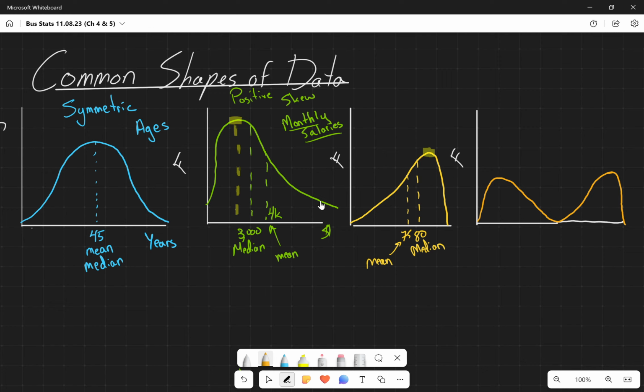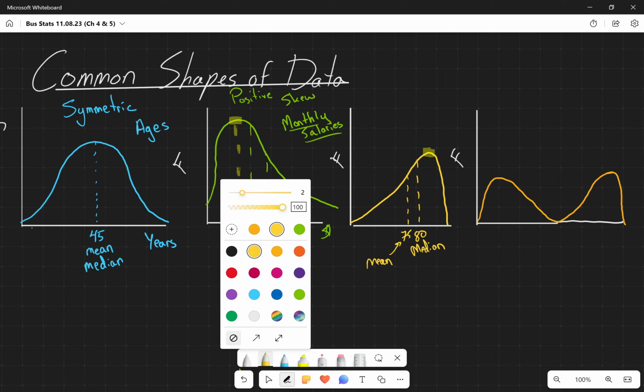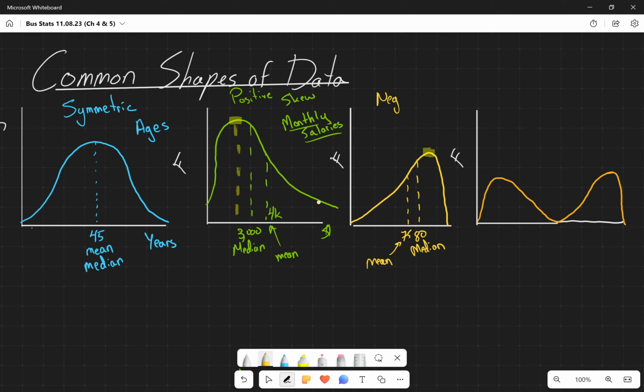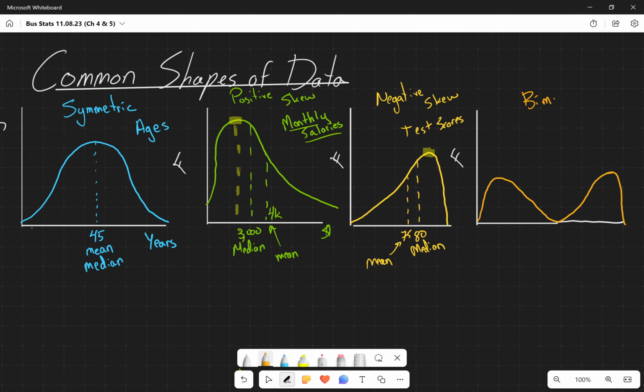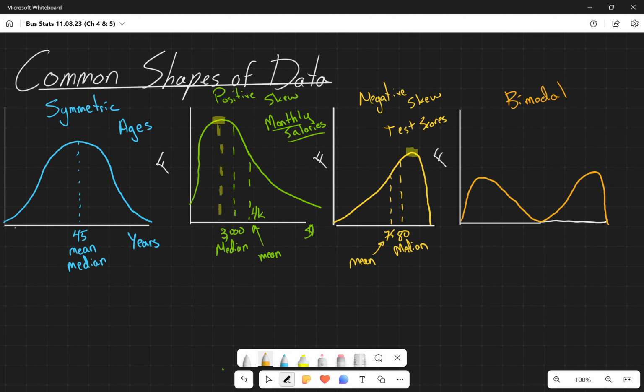So when we're looking, oh, I gotta complete my labeling here. So this is a negative skew. This is going to be test scores. And this last one, we call this a bimodal. And the example that we're given in the book is looking at the outside diameter measurements. And this is in inches.